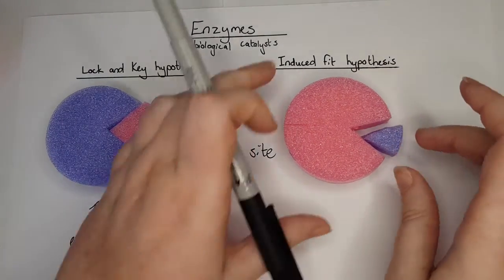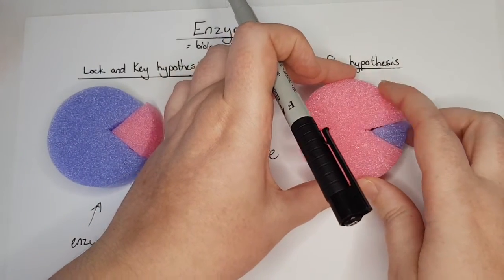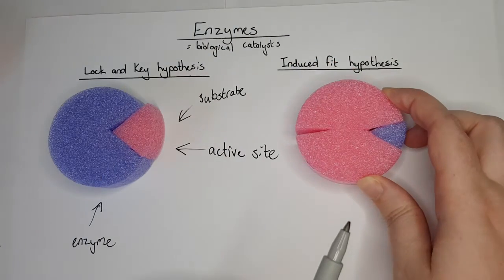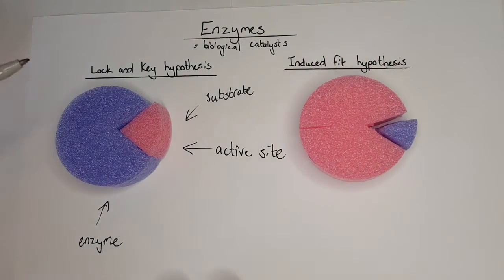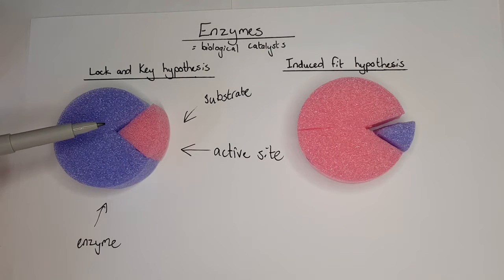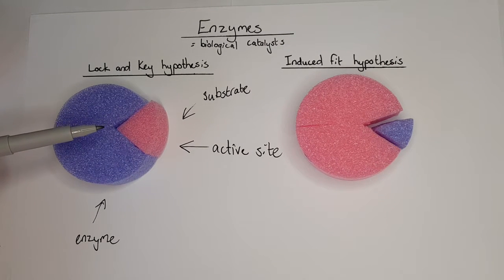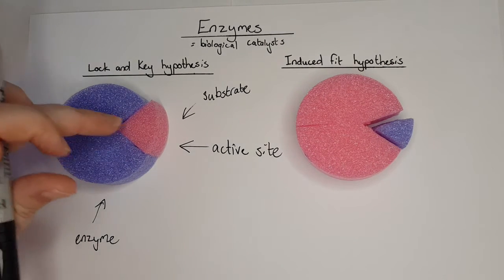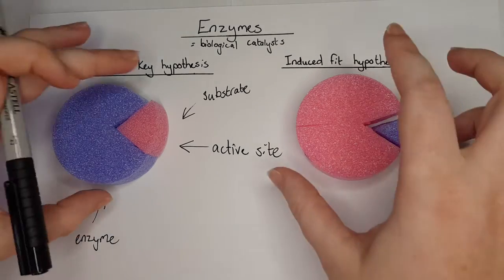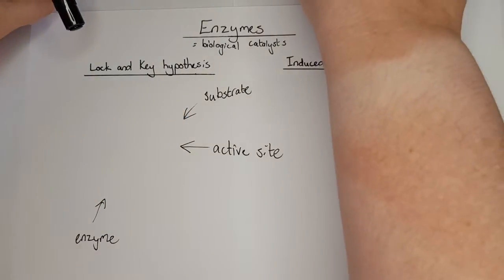So in the induced fit, the active site changes shape around the substrate to get a perfect fit. In the lock and key, our substrate just simply fits into the active site as it is, so that we can then work and create our products.